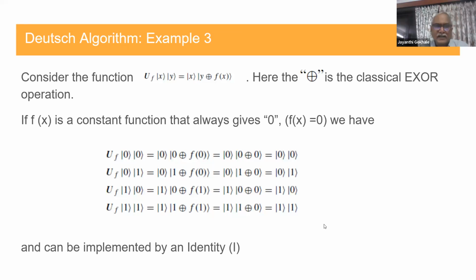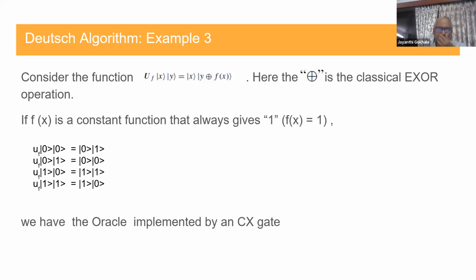Which also means that there is no change in the input. So the inputs are passed on as it is at the output. So I can now say that I have an identity operation that can now be representing my oracle. So I said the oracle is represented by the identity operation. So let me take yet another example here.